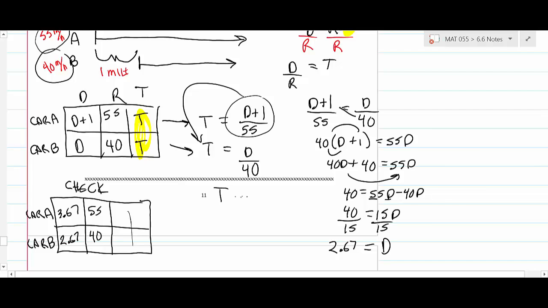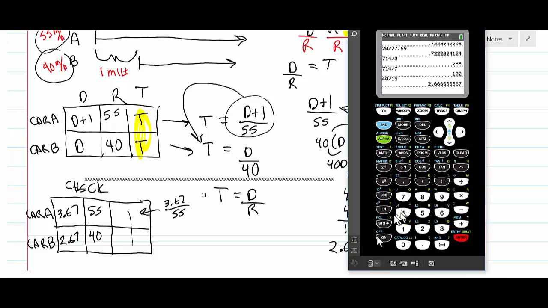Now, how do you find a time? Time is distance divided by rate, right? So what's going to go here is 3.67 divided by 55, and that's going to give the amount of time that this happens. So 3.67, I think this is in hours, and it's going to be a very small fractional time.